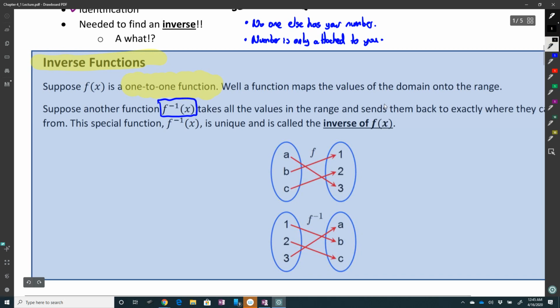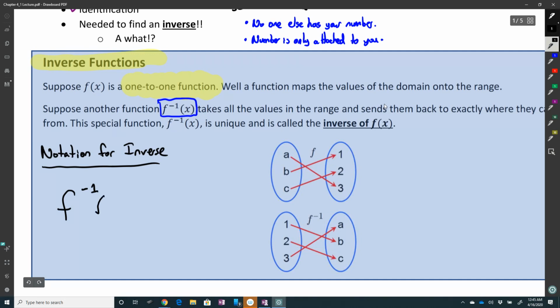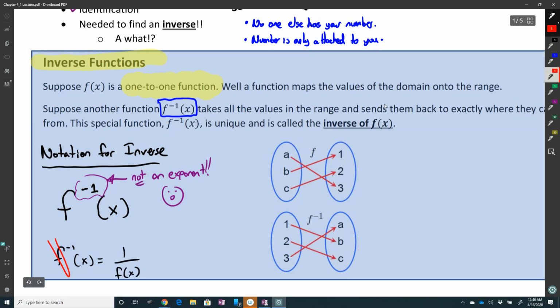Now I want to make a quick note. The notation for the inverse is f with a little -1 here of x. Now I know it looks like an exponent, but this one is actually not an exponent. So that means that it's not 1 over f of x. If it was an exponent, that's what you would get. But no, it is not an exponent.